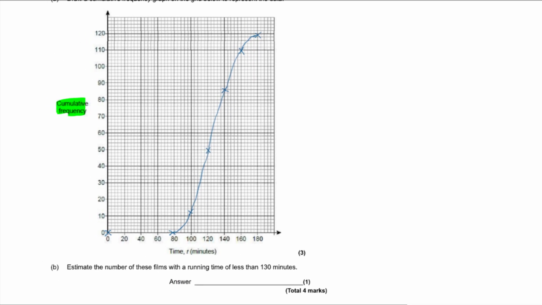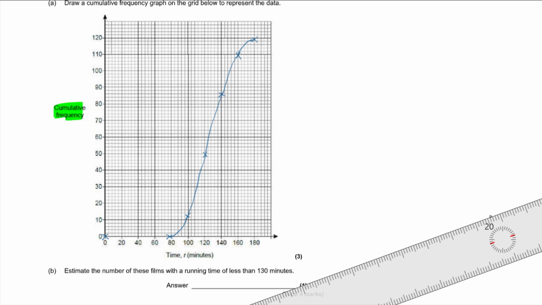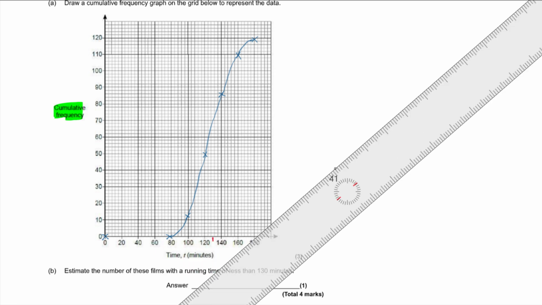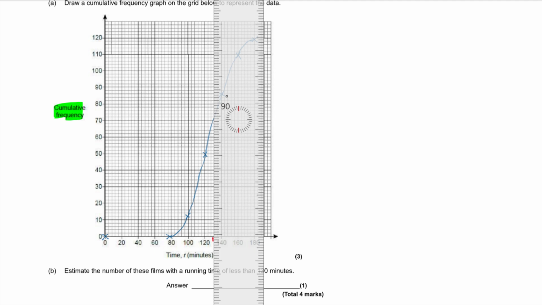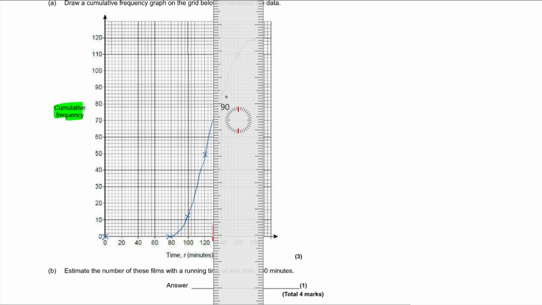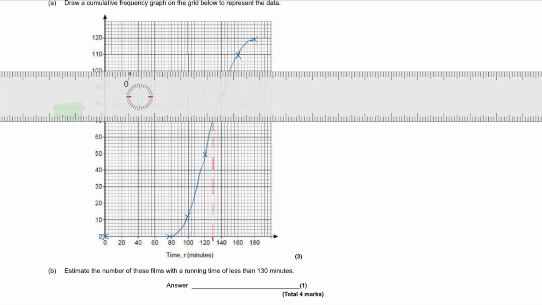And then part B says, estimate the number of these films with a running time of less than 130 minutes. Okay, so we're going to find 130 minutes on our scale. 130 is going to be halfway between 120 and 140, isn't it? It's going to be here. Okay, so reading up with my ruler from that little mark up to the line. It's good to show method by drawing this line on. Okay, when you get to the curve, change direction.